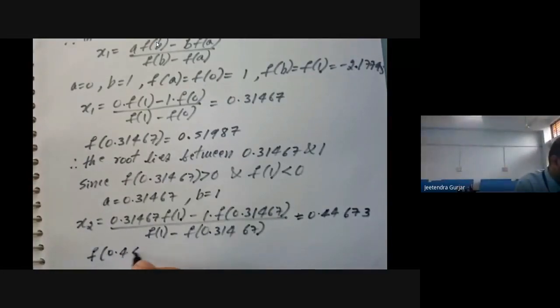Now, so what is the value of f of 0.44673? It is equal to, just substitute the values in the function. Now tell me the next answer. Yes, you should be fast now. Next question is ready. Can you answer this? What is the value?